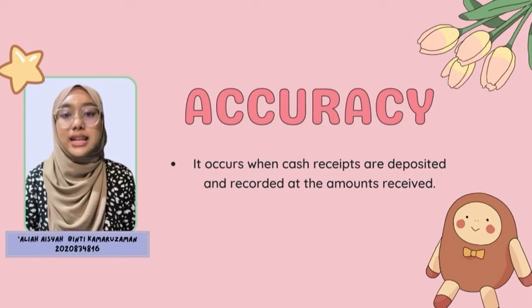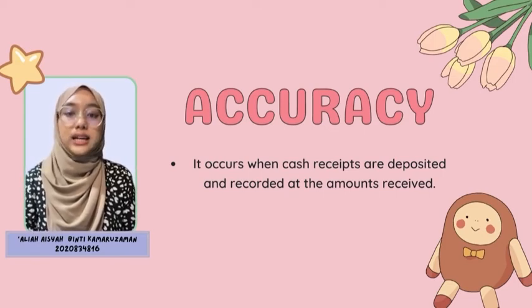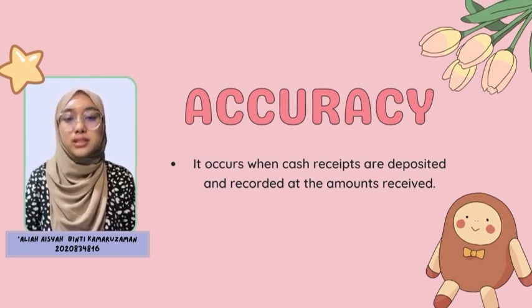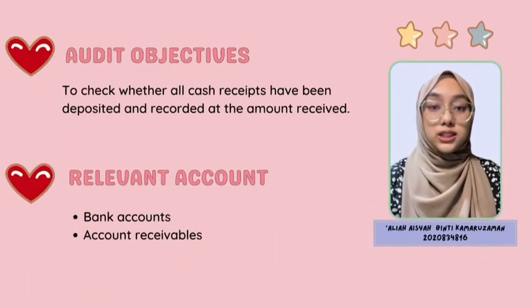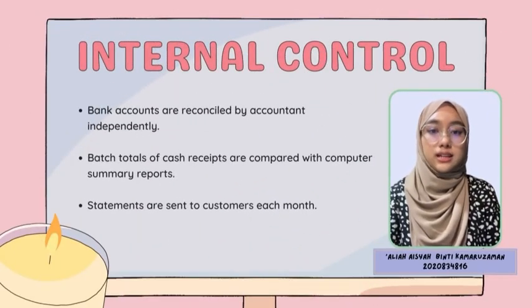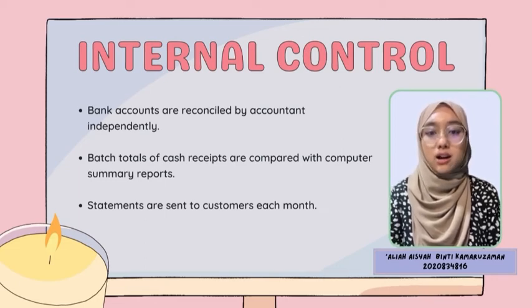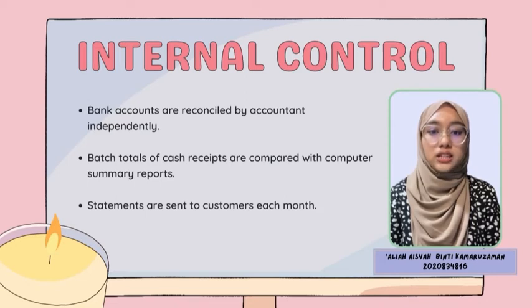Now, I'm going to explain the third assertion in cash receipts, which is accuracy. It occurs when cash receipts are deposited and recorded at the amounts received. The audit objective is to check whether all cash receipts have been deposited and recorded at the amount received. There are two relevant accounts, which are bank accounts and accounts receivable. The internal controls for accuracy are: bank accounts are reconciled by accounting independently, batch totals of cash receipts are compared with computer summary reports, and statements are sent to customers each month.